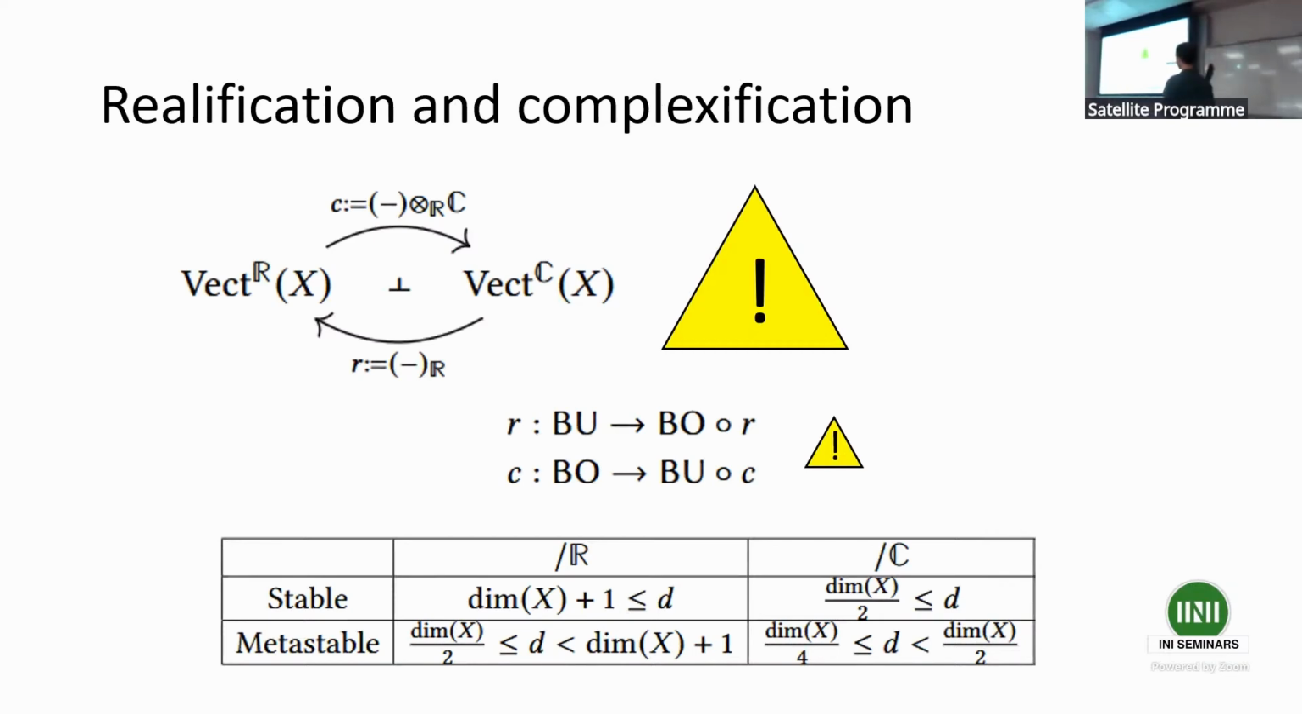We want to ask about realification and complexification. So this is a story I told you for complex vector bundles. It works perfectly well for real ones. You can turn a complex vector bundle into a real one just by forgetting the complex structure, and you'll double the dimension by doing so. And then in the other direction, you can take a real vector bundle and maybe I should say induce up, tensor over R with the complex numbers, and turn it into a complex vector bundle.